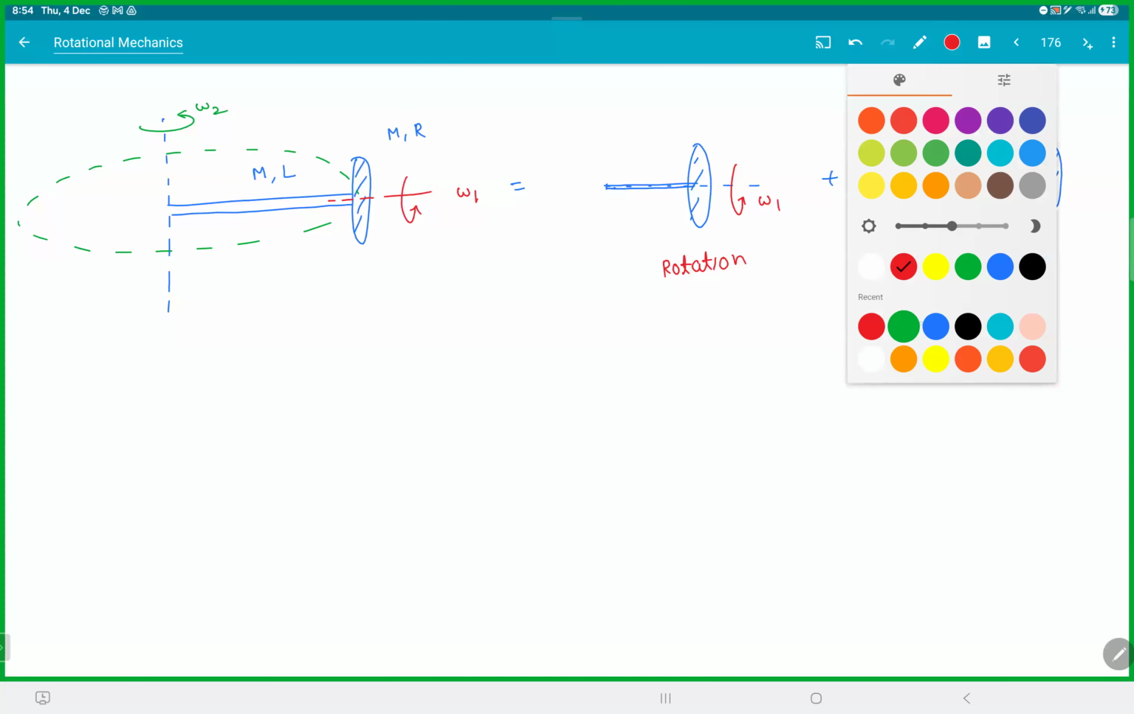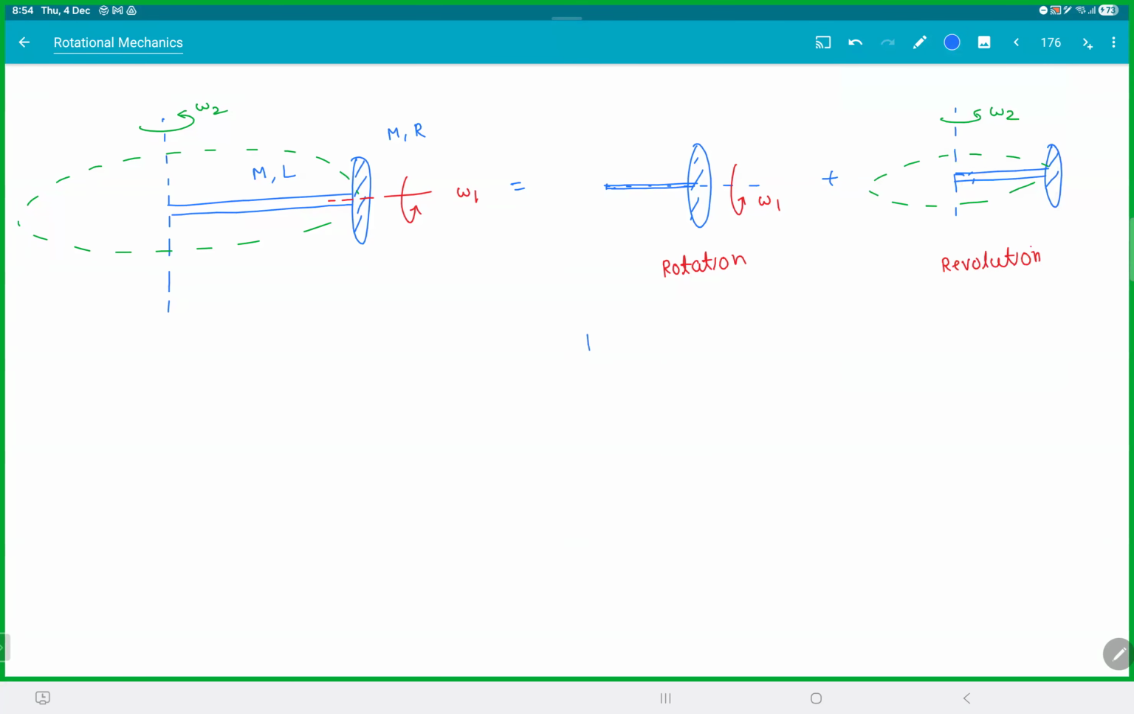So what is the kinetic energy for this? This will be half the moment of inertia of the disk, half I omega 1 square. What is the moment of inertia about the diameter, about the axis? mr square by 2, omega 1 square. What about this guy? Now there are two parts here. Half the moment of inertia of the rod about that axis plus moment of inertia of the disk about that axis, the green line, and omega 2 square.